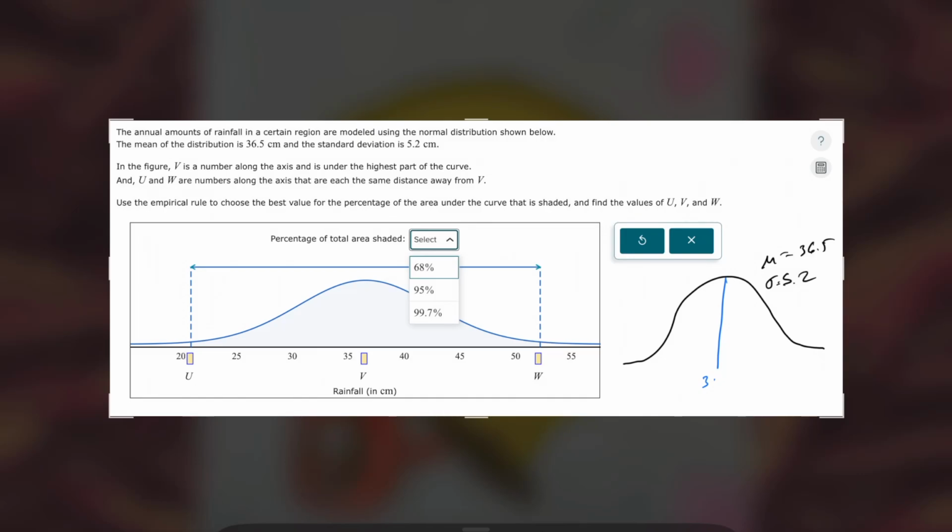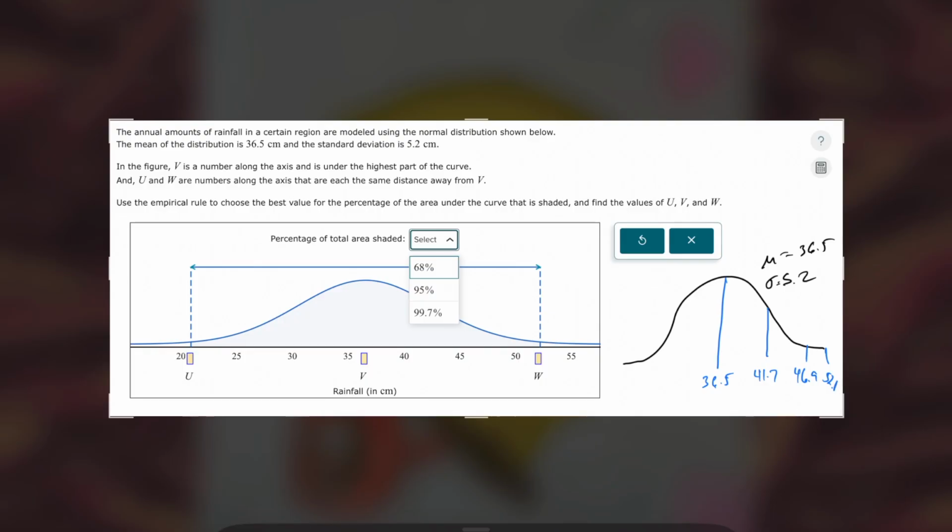All right, so the first one's empirical formula. On your test work page, you got this picture right here. So the mean goes in the middle. And then you are going to, so 36.5, you add the standard deviation as you go to the right. So I add 5.2 and get 41.7. Add 5.2 and get 46.9. Add 5.2 and get 52.1, okay?